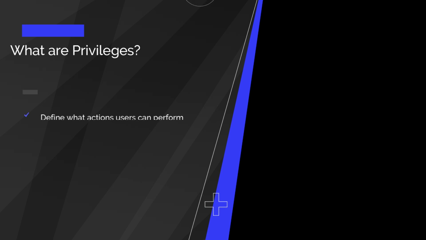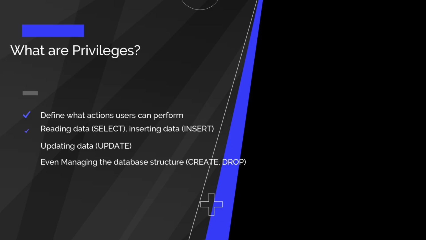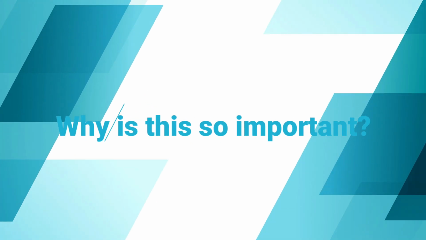Privileges, on the other hand, define what actions users can perform on the database. Things like reading data, inserting data, updating data, or even managing the database structure. Together, both roles and privileges help to enforce access control, ensuring that only the right users have the right level of access. Why is this so important to security, you might ask?